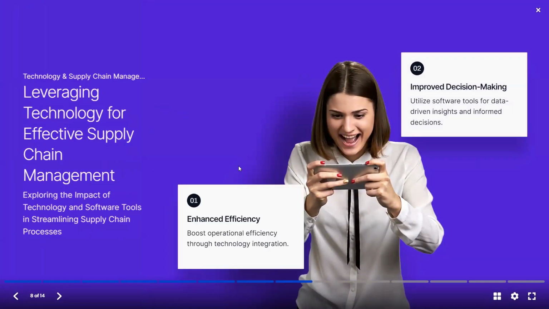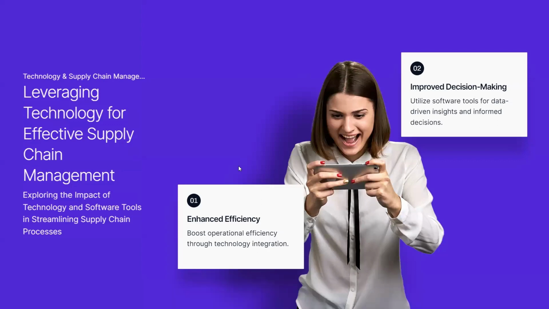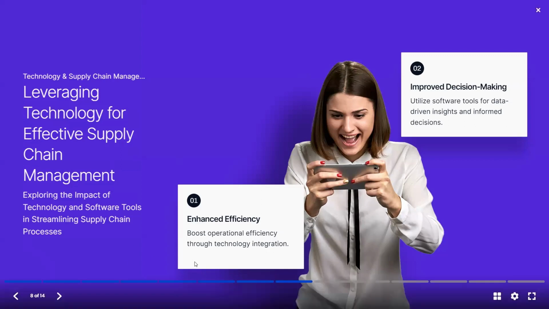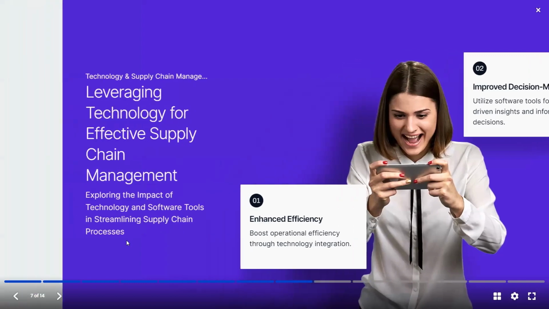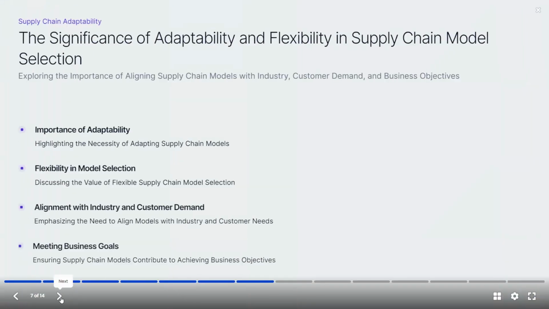Technology and supply chain management: leveraging technology for effective supply chain management, exploring the impact of technology and software tools in streamlining supply chain processes. Enhance efficiency: boost operational efficiency through technology integration. Improve decision making: utilize software tools for data driven insights and informed decisions. So, yeah, using technology integration to improve efficiency and reduce costs, and also using tools like ChatGPT and Microsoft Copilot to make decisions. That's effective.